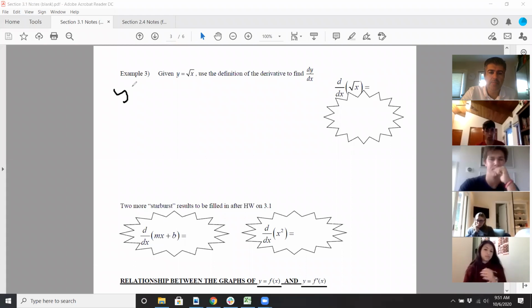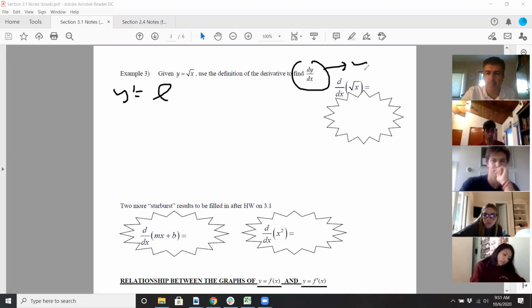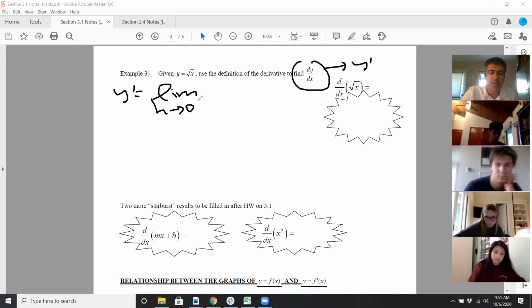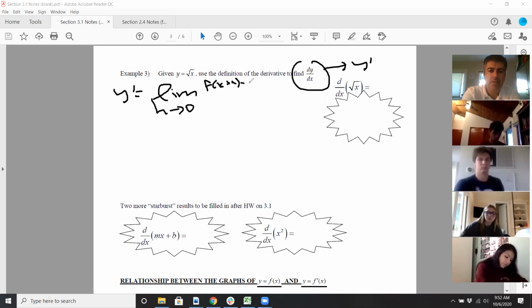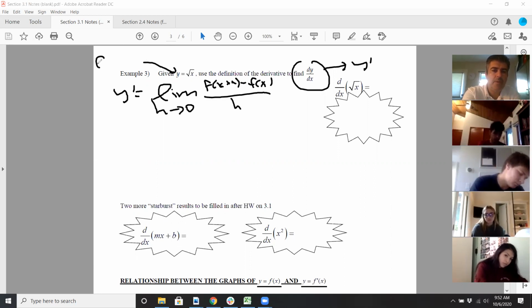So y prime is going to be the limit, or dy over dx, same thing. I like using y prime. That's just my preference. But dy dx, y prime, f prime, whatever, it's all the same. All mean the same thing. And I'm doing this for f of x plus h minus f of x all over h. Now remember, you can also write f of x equals root x, right? Y equals root x, f of x equals root x, same thing. It's all interchangeable. Well, f of x is root x, of course. That's root x plus h.